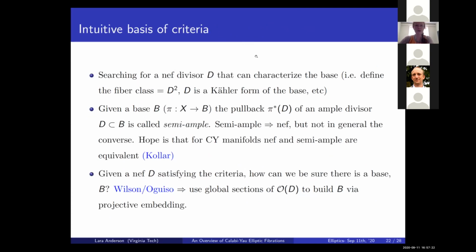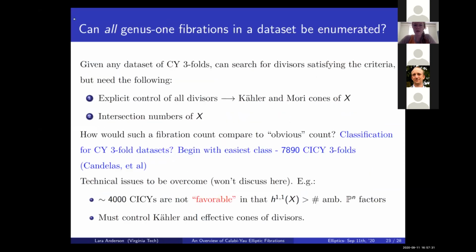So my collaborators and I tried to do this for some data sets of Calabi-Yaus. I'm going to skip this slide. Basically, we gave an intuitive description of what this criterion is providing for you. And what we wanted to do was to say, can we actually take a data set of Calabi-Yaus and exhaustively say how many of them are fibered? And again, can we see if this fibration structure is ubiquitous in data sets of Calabi-Yaus?